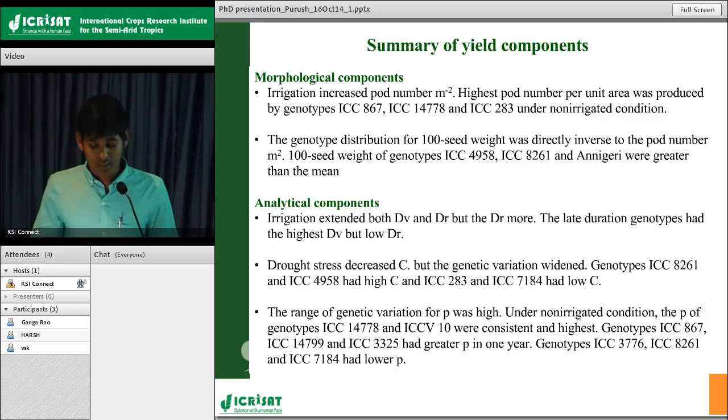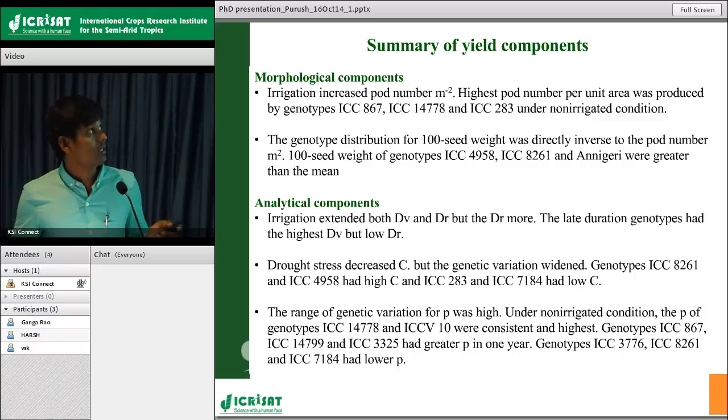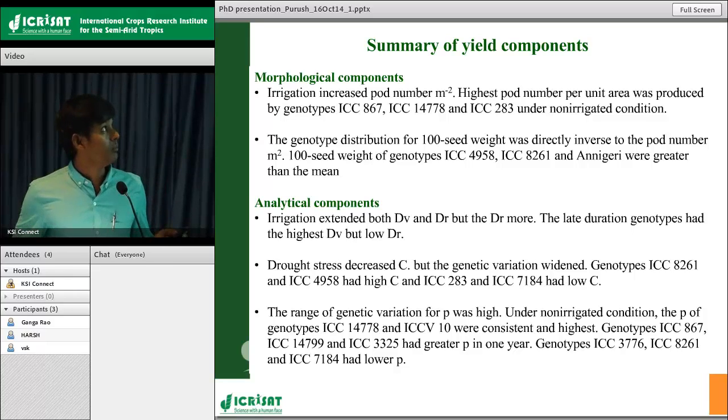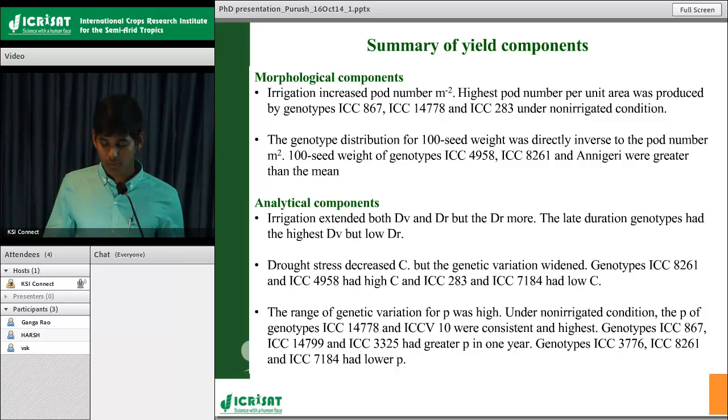The yield components mainly discriminated. As I already mentioned, the pod number and the 100 seed weight were reflected in the grain yield and showed the highest genetic variation compared to the drought tolerance index. The genotype distribution for 100 seed weight was directly inverse to the pod number per meter square. The 100 seed weight of genotypes ICC 4958, 8261 and the best adapted varieties was greater than the mean across stages in both the years also.